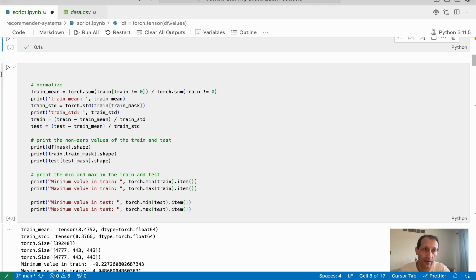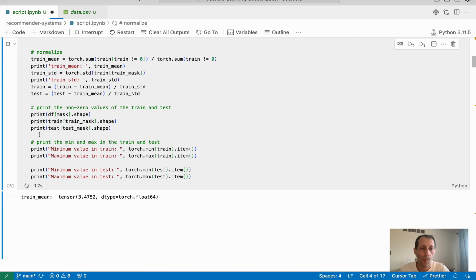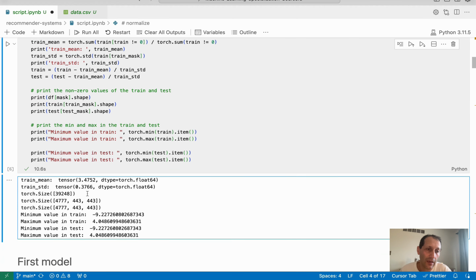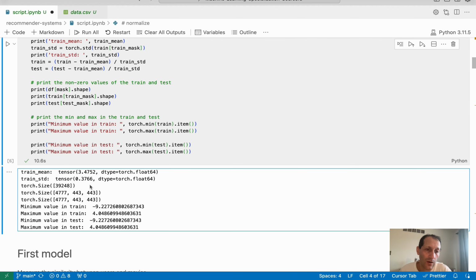I'm normalizing the data, and it comes through. So the mean, by the way, is 3.5 almost. That's the average of movie ratings. And some interesting stuff. Let's see what I got. After you normalize, standardize your data set, your 0.5 becomes -9, your 5 becomes 4, because now everything is scaled and shifted.